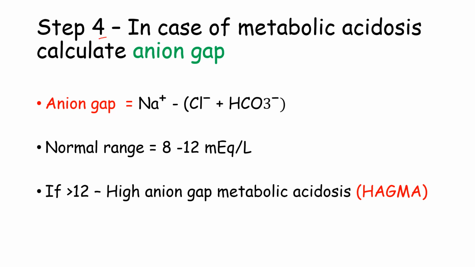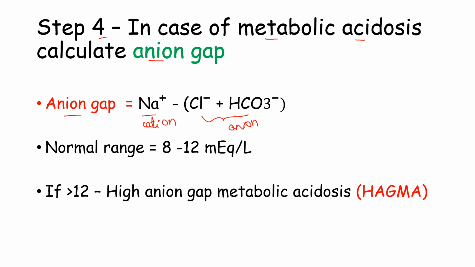Now coming to step 4, if in the question you came to know that we are dealing with metabolic acidosis, then we have to find the anion gap. So what is this anion gap? Anion gap is equal to sodium minus chloride plus bicarbonate. Sodium is the cation, and here it is the anion. So in the body, cation should be equal to anion, isn't it?